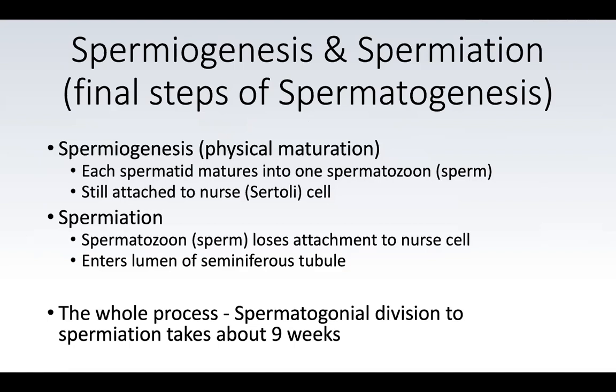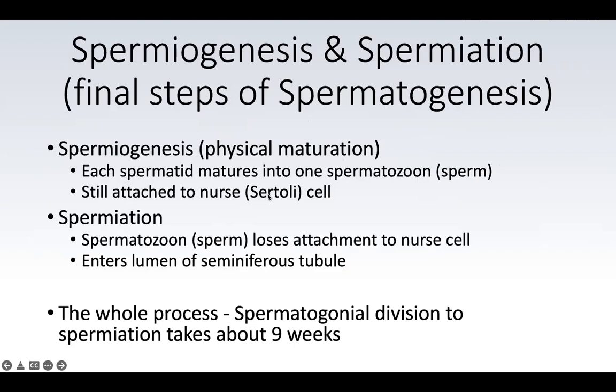While spermiogenesis focuses on physical maturation into sperm, so sperm is actually the nickname, the long name for sperm is spermatozoon, just so you know. As sperm mature, they will be less likely to be attached to that supporting nurse cell. It's also known as a Sertoli cell.